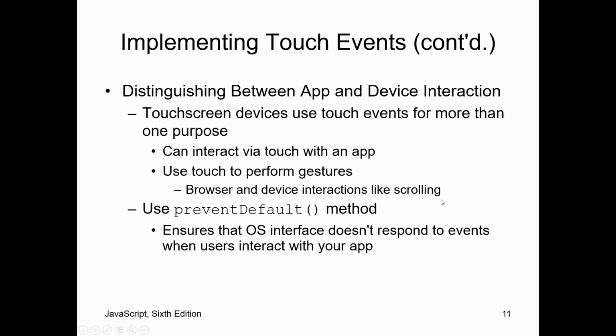All right. Distinguishing between app and device interaction. So am I doing it, or is it something natural that the system is doing? Touchscreen devices use touch events for more than one purpose. I talked about that prevent default method earlier. So what you can do is ensure that the system doesn't respond in a natural way, that you can cancel that from happening.